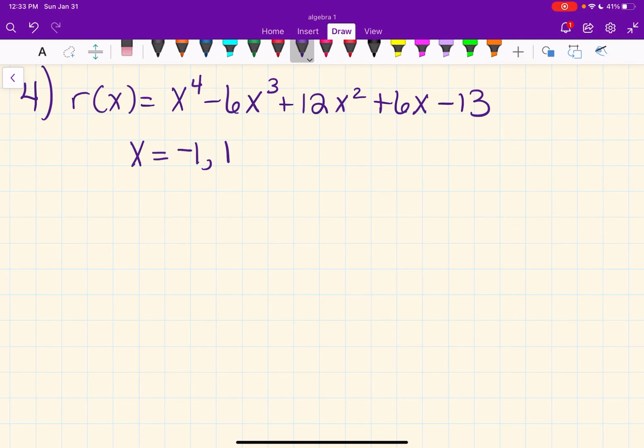That means I have a negative answer, a positive answer. That means I'm looking for 2 imaginaries. So I need to depress this equation twice. It doesn't matter which one you start with. I happen to start with -1. So my coefficients are 1, -6, 12, 6, and -13.